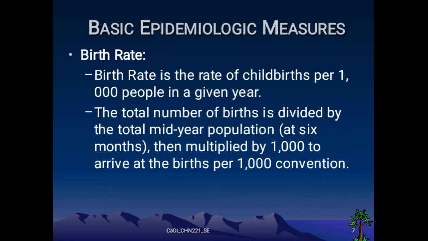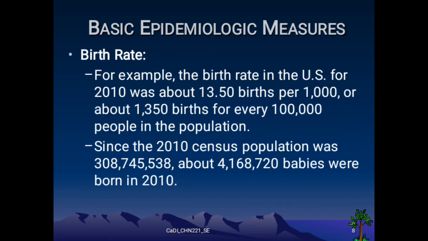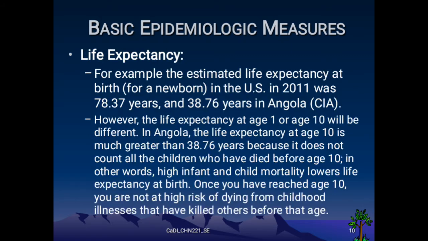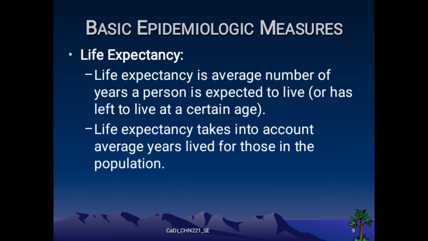Birth rate. Birth rate is the rate of childbirth per 1,000 people in a given year. The total number of births is divided by the total mid-year population. Life expectancy. Life expectancy is the average number of years a person is expected to live.